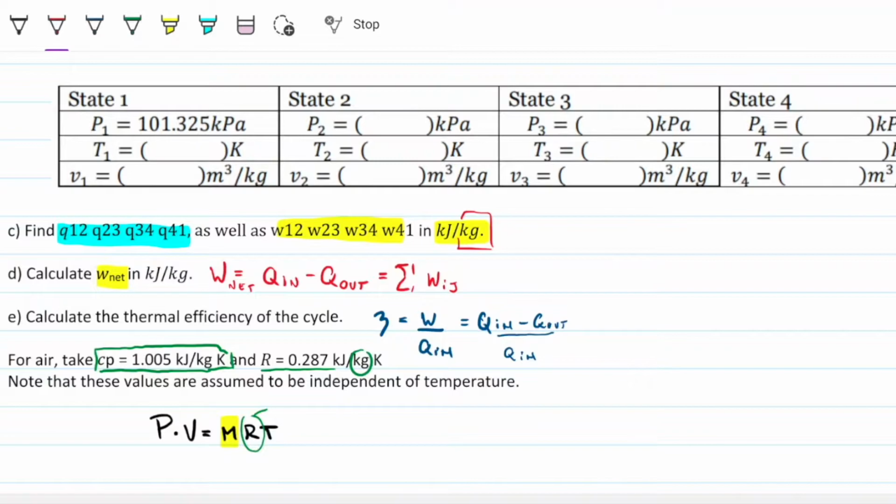Brilliant. What else do we know? We know that k is 1.4 for air, and because we're considering CP and CV to be constant, we know k is just the ratio CP over CV. So that means we can find CV if we want to.